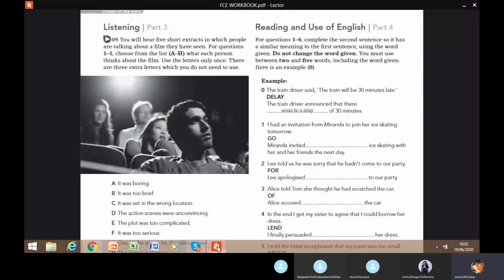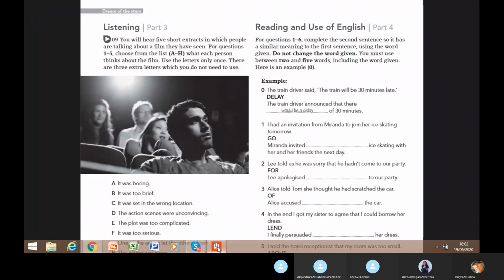And here it is. It says, for questions 1 to 6, complete the second sentence so that it has a similar meaning to the first sentence using the word given. Don't change the word given. You must use between 2 and 5 words, including the word given. And they give you an example, which is number 0. And we have to begin with number 1. I want to check number 1 with you.